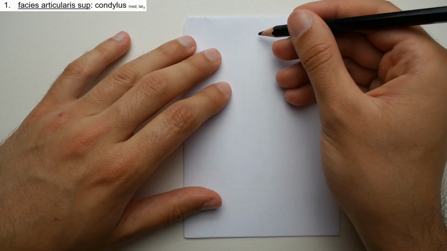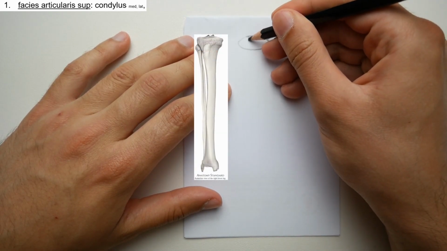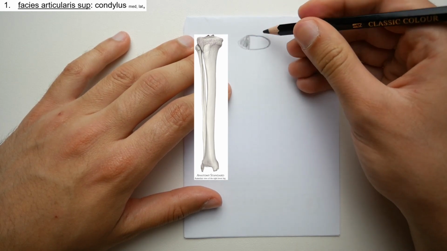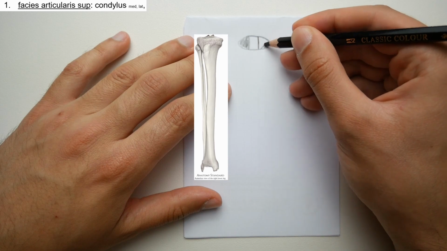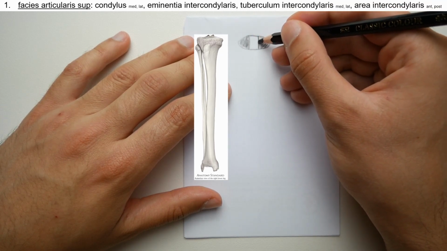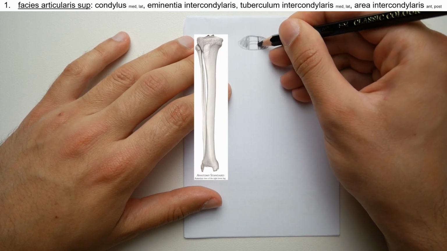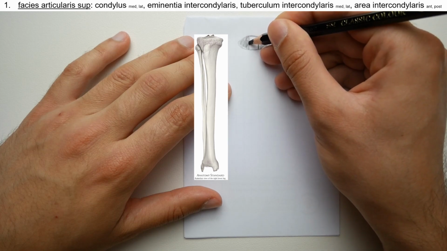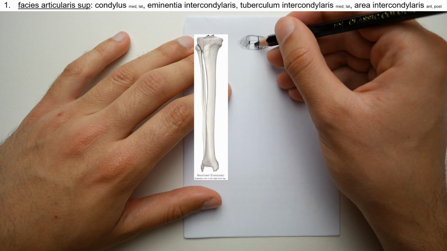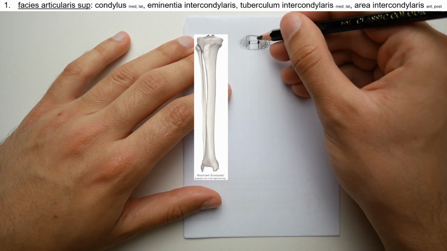We start with the facies articularis superior of the tibia, with condylus lateralis and medialis. In the center are the eminentia intercondylaris and tuberculum intercondylare medialis and lateralis. Then we have the area intercondylaris anterior and posterior.